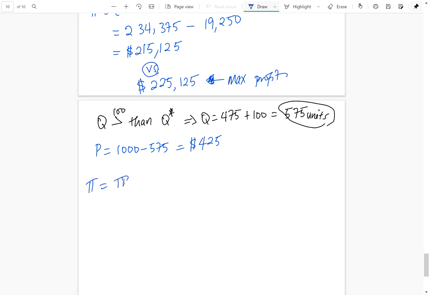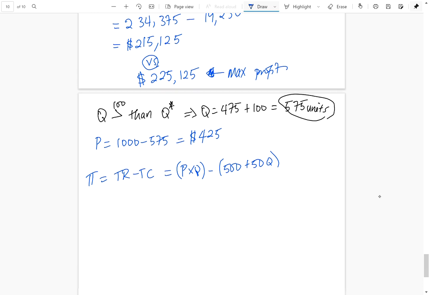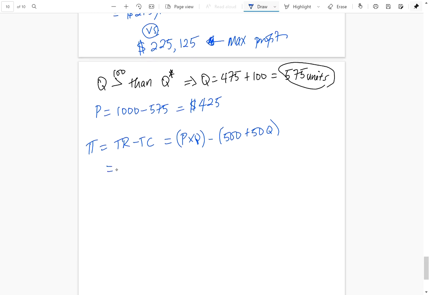Wonderful. With this information, we can calculate profit. Remember, profit is total revenue minus total cost. So this would be equal to price times quantity minus 500 plus 50 times Q. Okay. So let's plug stuff in. So this would be equal to P is 425 times 575 minus 500. Now we're plugging this into the total cost function, right? So total revenue, total cost plus 50 times, which of these? That's right, Q, 575.